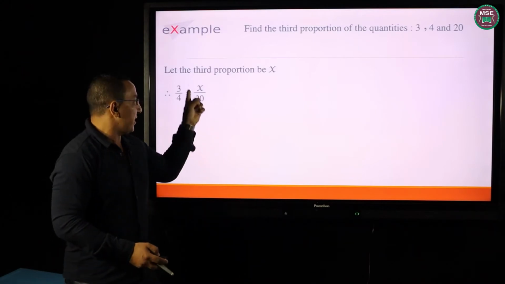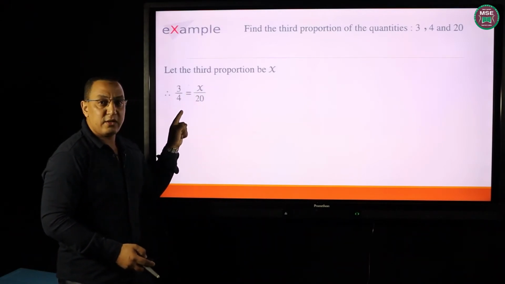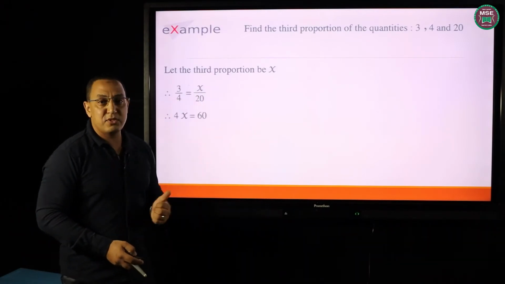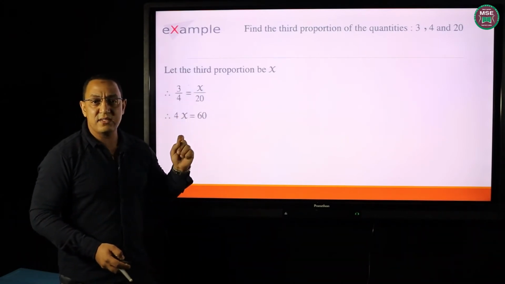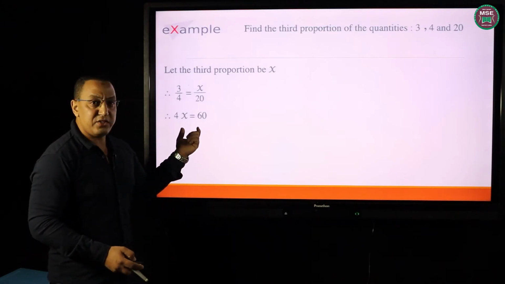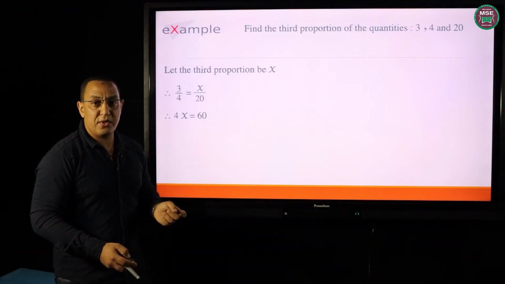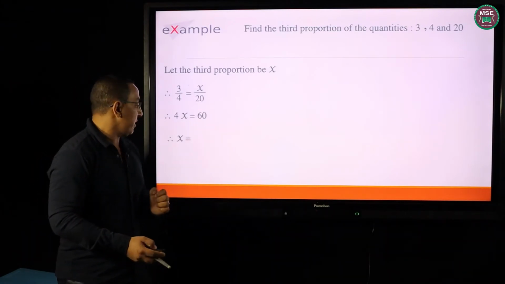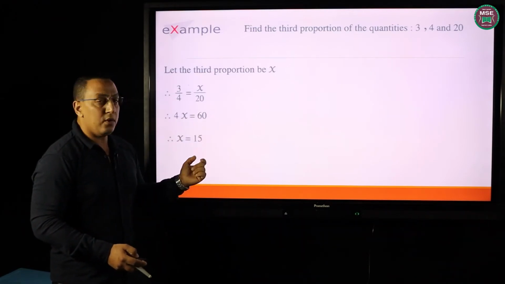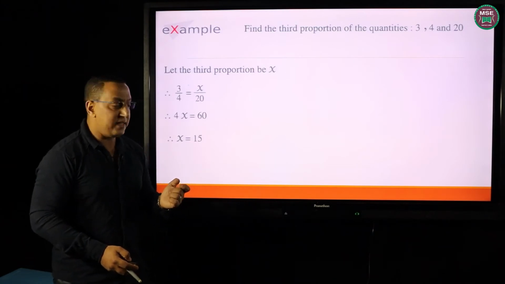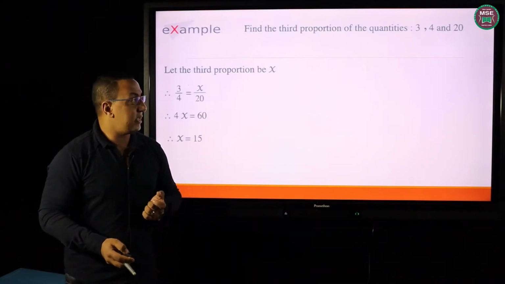Okay, now I'm going to use the property that I studied last time. The product of extremes equals the product of means, like this. 3 times 20 equals 60, and 4 times x equals 4x. This is an equation. I'm going to send 4 to the other side divided. It will be like this, 60 divided by 4 equals 15. Now, the third proportional in that case is 15. Okay, another example.